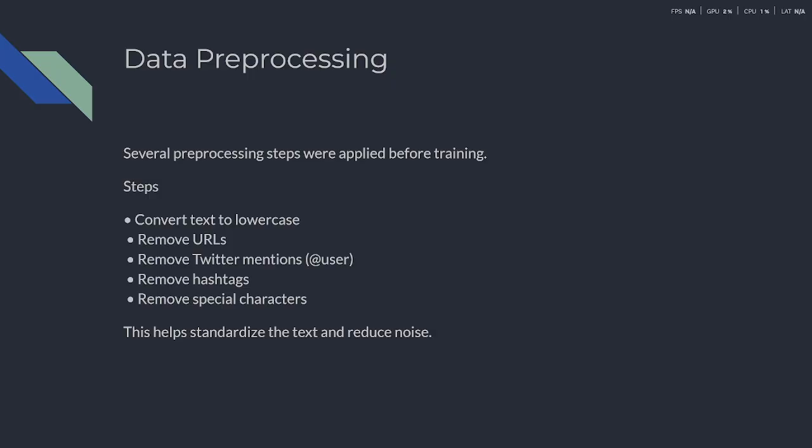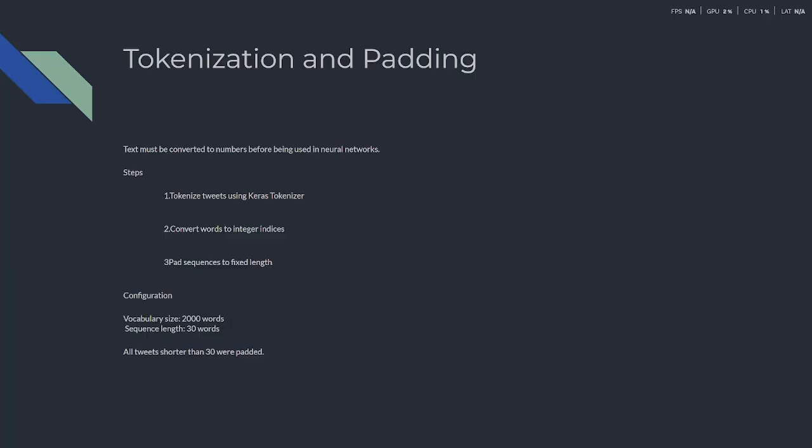Data preprocessing. The tweets are cleaned by removing URLs, mentions, and special characters. After cleaning, the text is tokenized and converted into a numerical sequence. Tokenization and padding. Each tweet is converted into a sequence of word indices and padded to a fixed length of 30 words, so the neural network receives consistent input dimensions.